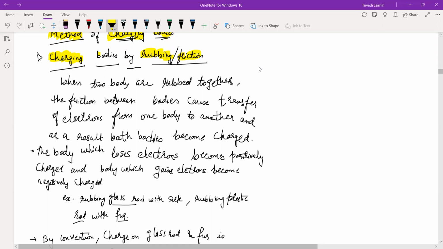What will happen if a body loses charge, and what will happen if a body gains charge? Which will become positive, which will become negative? Yesterday we discussed this. When a body loses electrons, will it be positively or negatively charged? Positively charged. And when a body gains electrons? Negatively charged.